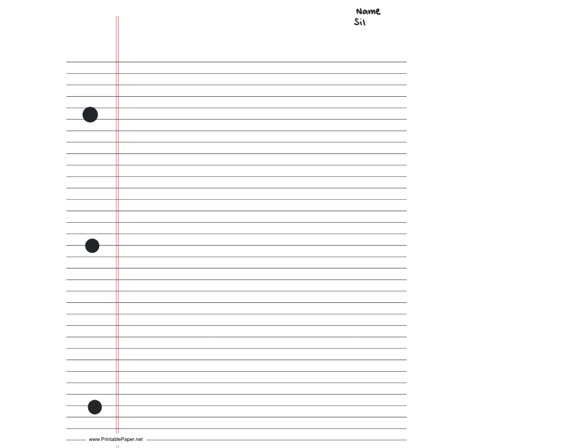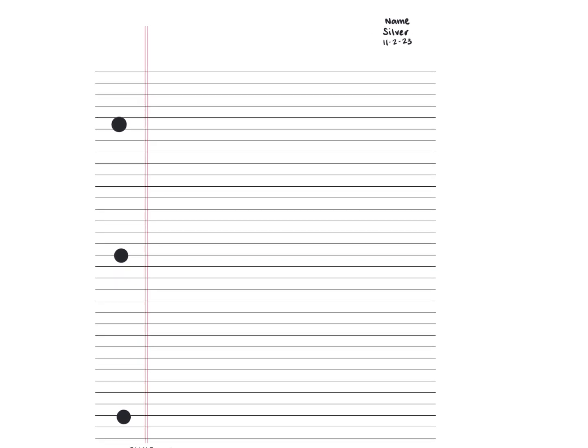Class color is silver, and then today's date is November 2nd. So go ahead and pause, make sure you get that done. All right, then we're going to go over and title this. And the title will be Explanatory Essay Brainstorm. All right, so go ahead and pause, make sure that you get to this point.